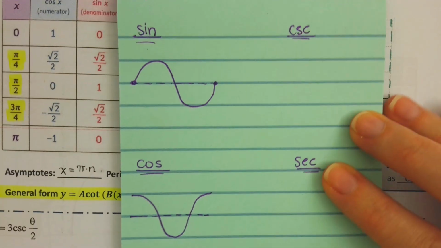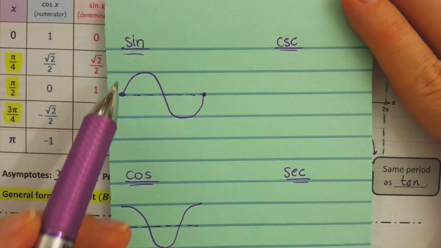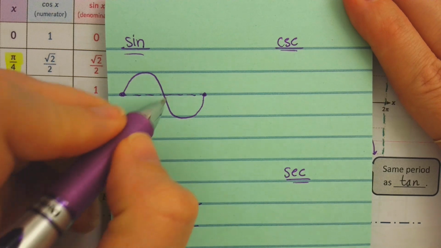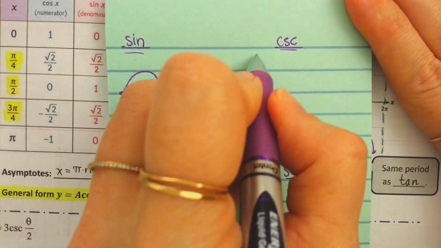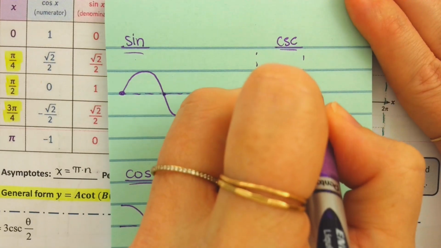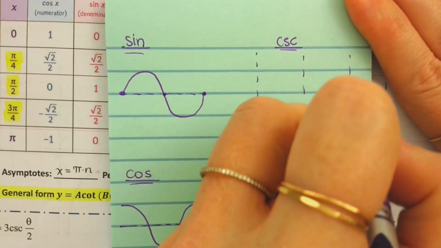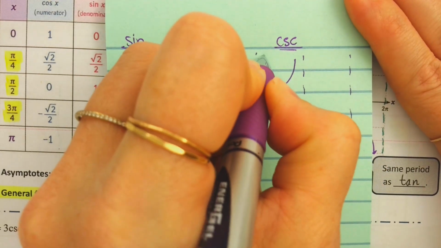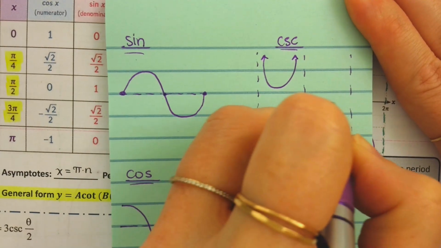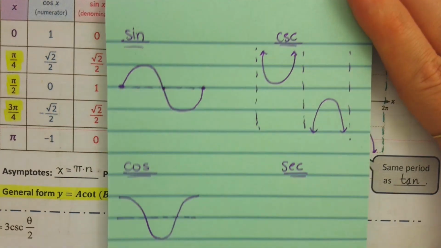Okay. Cosecant, remember, has vertical asymptotes everywhere where sine was equal to 0. So all of these places, cosecant will have vertical asymptotes here, here, and here. So you can draw in 3 vertical asymptotes. And then on the left side, you have the U facing upwards. On the right side, you have the U facing downwards. Okay.